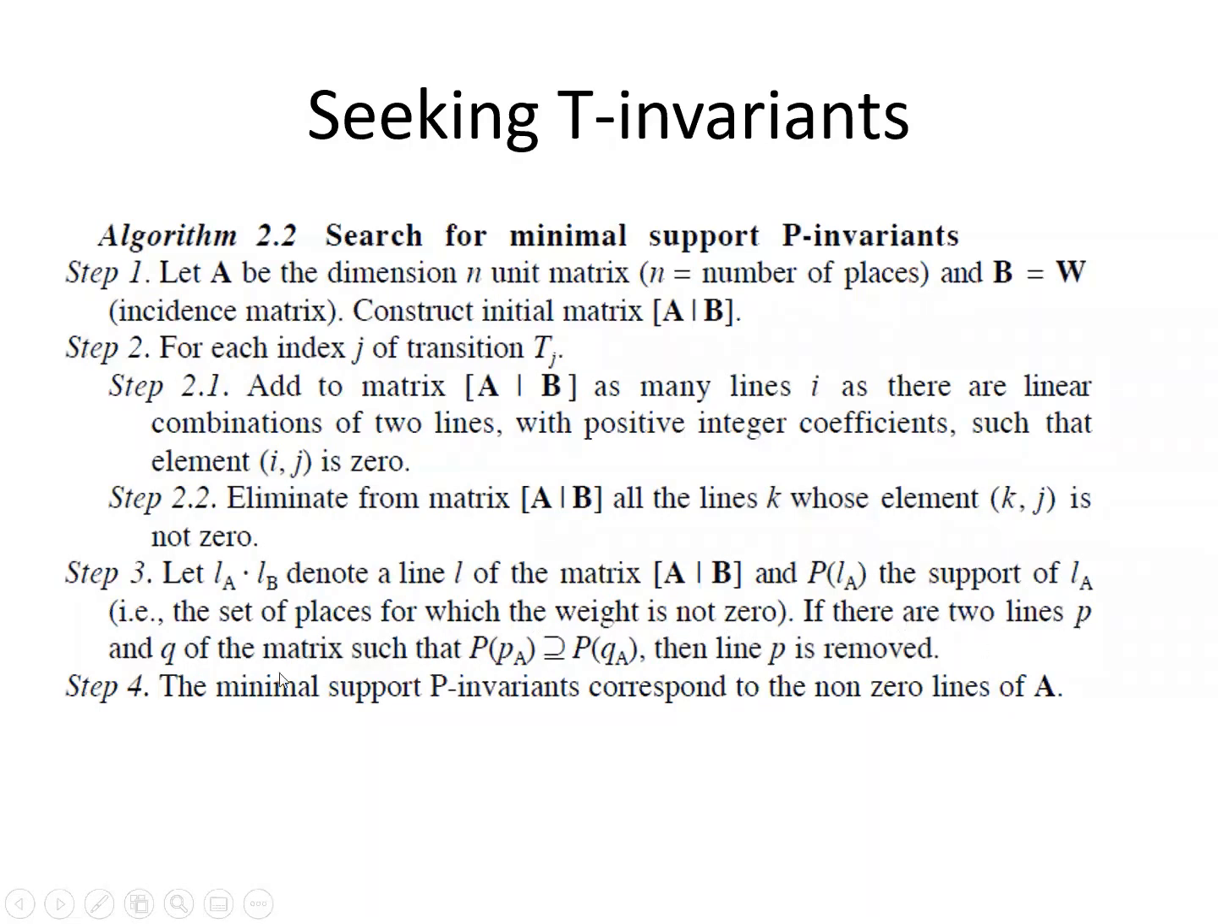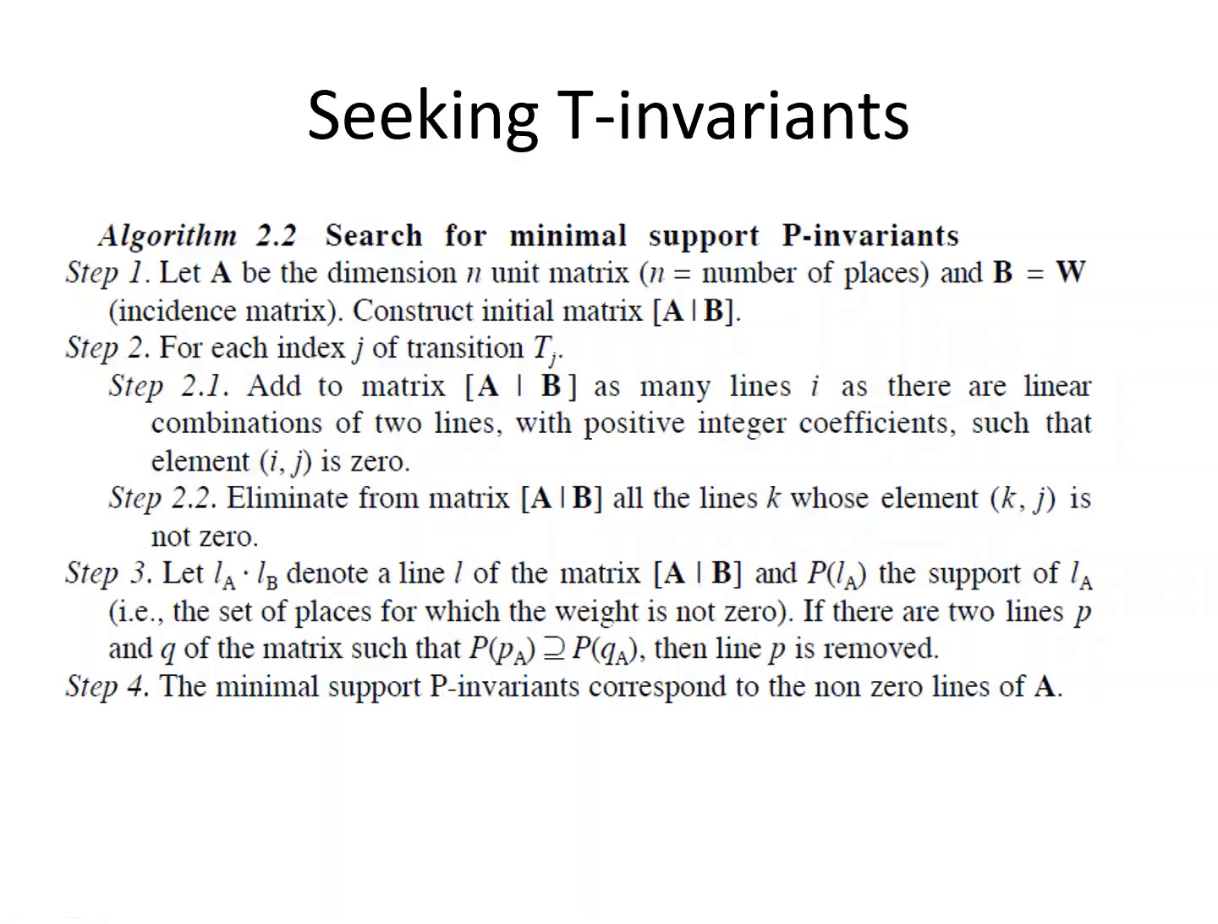If there are two lines P and Q of the matrix such that P of QA is a subset of P of PA, which means that P of PA is a superset of P of QA, then line P is removed. The minimal supports will correspond to the non-zero lines of A. Finally, you have to pick the non-zero lines of A as P invariants in the final step.